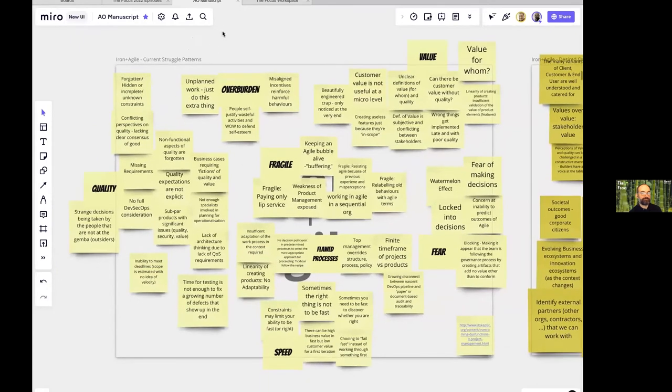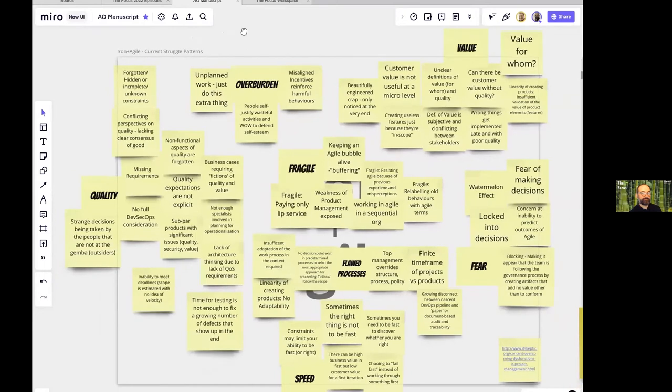Now, stepping through the first one here is looking at the current struggle patterns with the iron triangle. We have noticed quite a lot with the panels that we've worked through, quite some interesting phenomena in terms of behaviors, habits in organizations, struggle patterns, and so on. So the first one is around value.